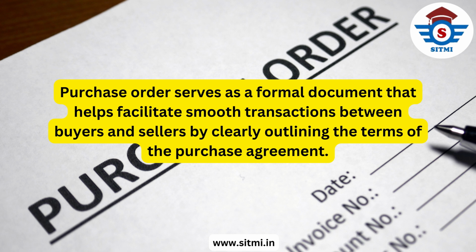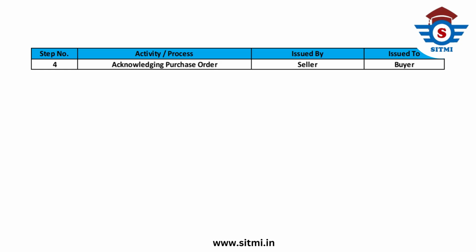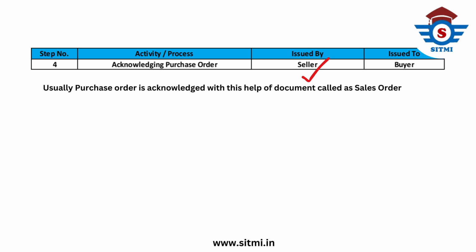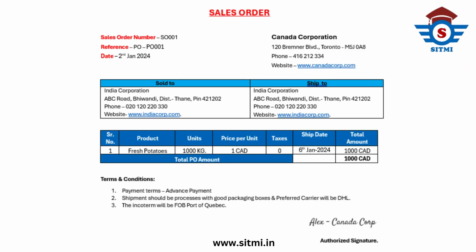Now, once the purchase order is received by the seller, the next step is acknowledging the purchase order. The seller in this case acknowledges the receipt of the purchase order, confirming the acceptance of the order. Usually, a purchase order is acknowledged with the help of a document called a sales order. In our example, the sales confirmation is issued by Canada Corporation and it is issued to India Corporation. Here, the purpose of the sales order is that it formalizes the agreement between both companies.